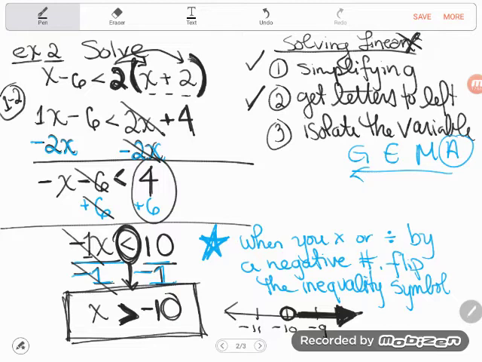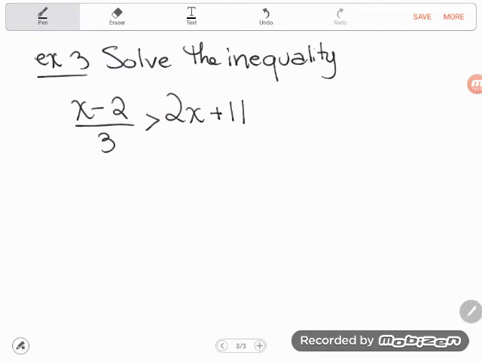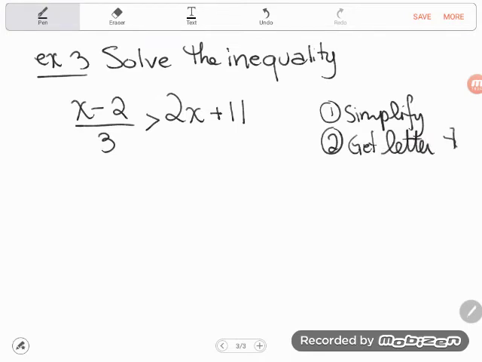Now, for the doozy of a problem that I saw that made me want to make this video, okay? Are you guys ready? First step, don't panic. People see the fraction here and they want to vomit. They're like, oh my God, x minus 2 over 3, what am I going to do? We know our 3 basic principles are simplify, get the letter to one side, and then you can isolate the variable.